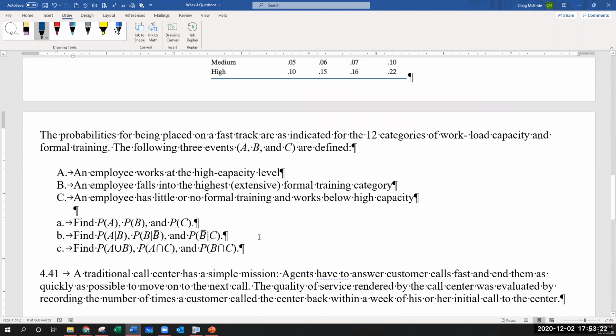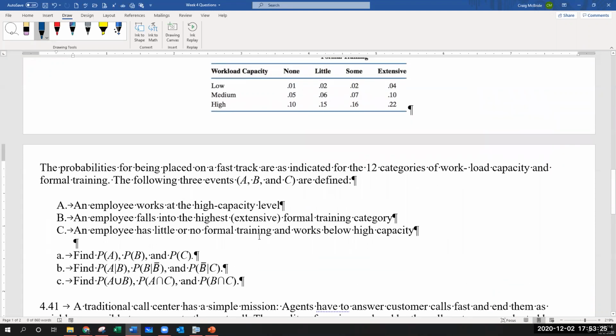Yeah. So these can get tricky. What I always tell my students when they're doing these is that highlighters help a lot. So what I do is figure out what in this table classifies with each of these things. I'm going to start with yellow, and I'm going to say A is yellow. So an employee works at high capacity. Working at high capacity, that's my A group, right? All of those numbers are in my A group.